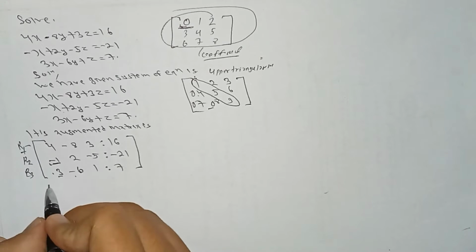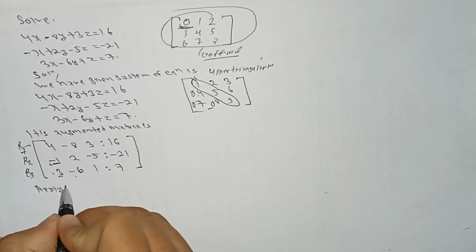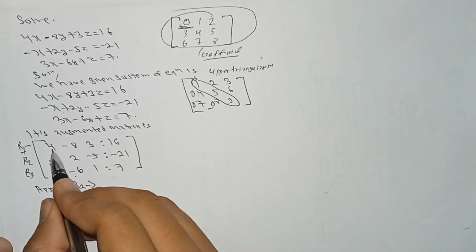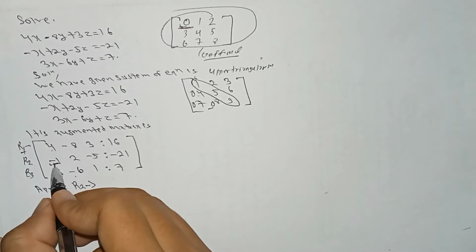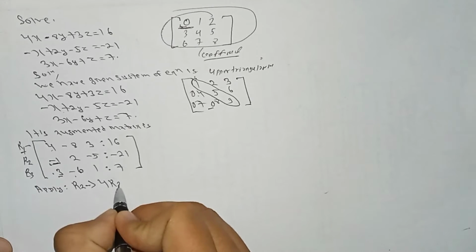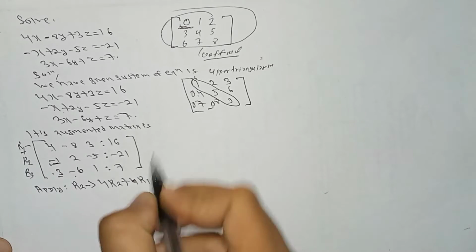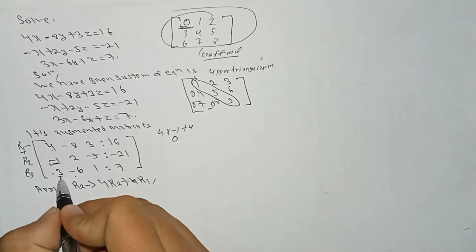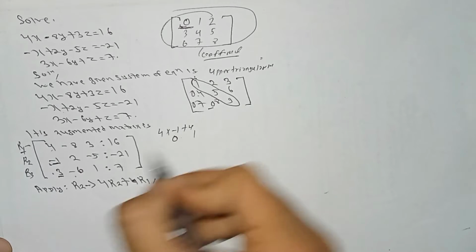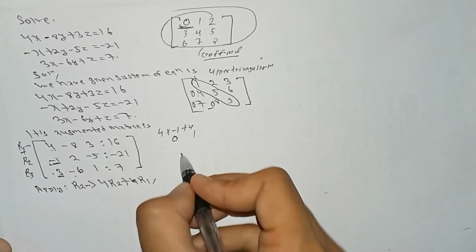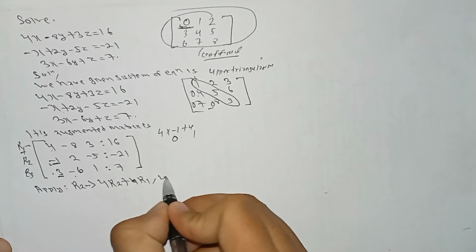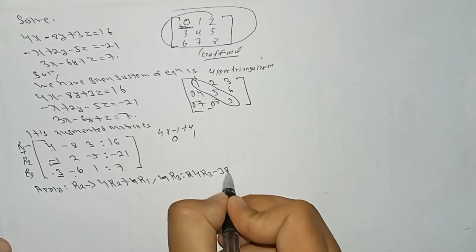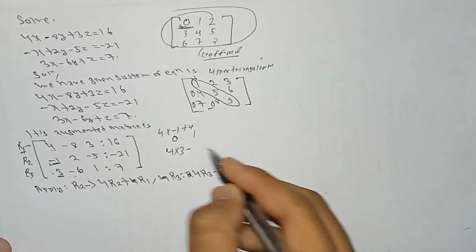In row 2 we have -1, and in row 1 we have 4. So we make row 2 zero with the help of row 1: 4 R2 plus R1, that is 4 into -1 plus 4, which becomes 0. In row 3 we have 3, so we make row 3 zero with the help of row 1: 4 R3 minus 3 R1, that is 4 into 3 minus 3 into 4.